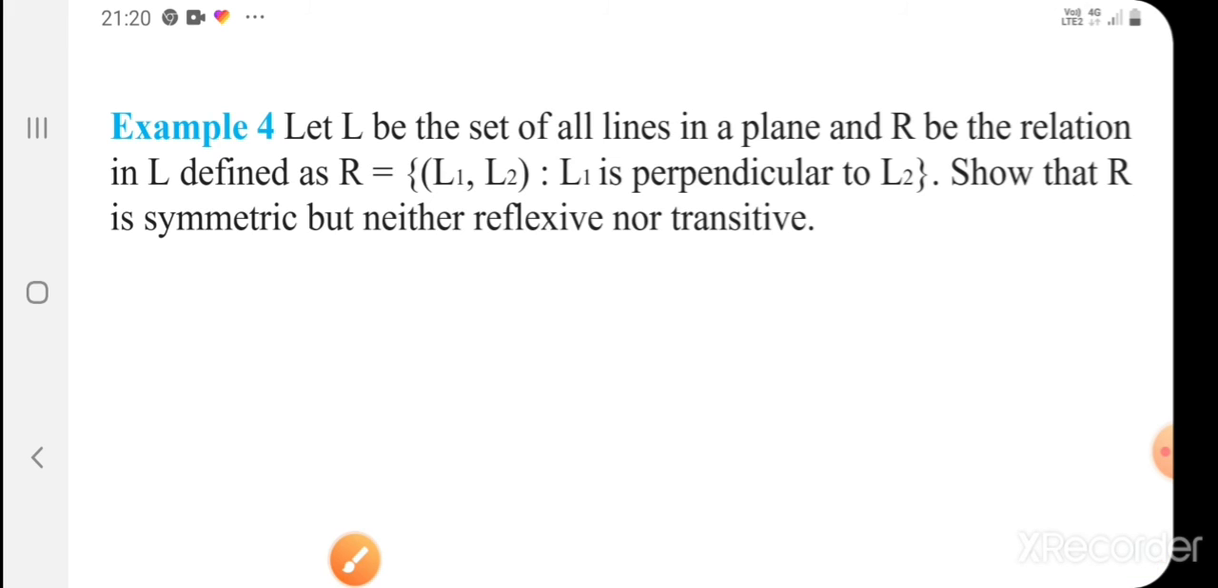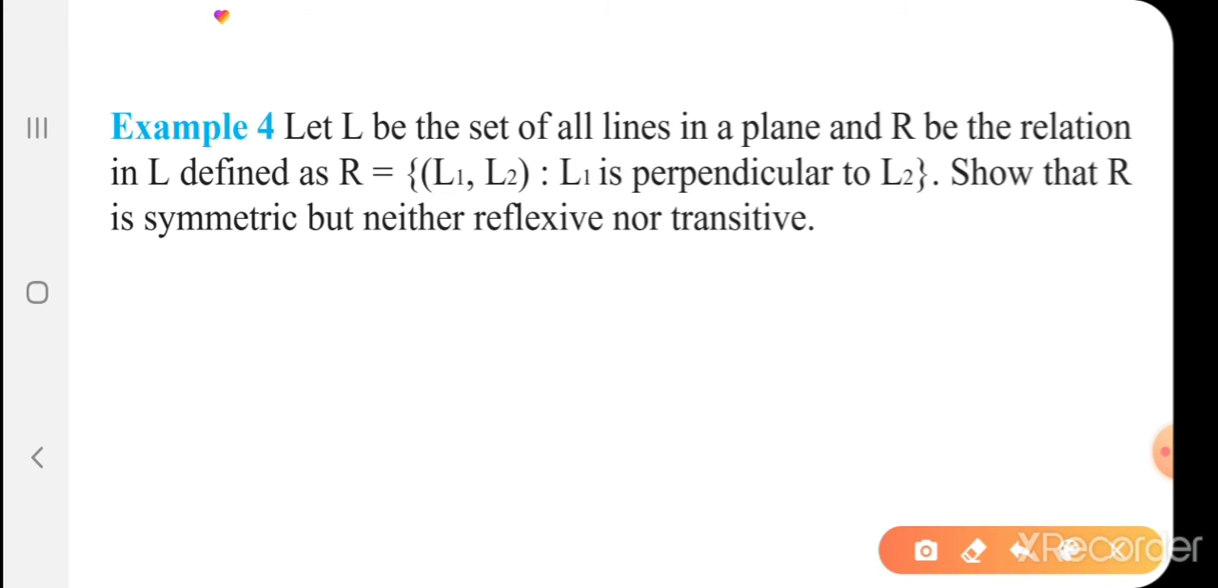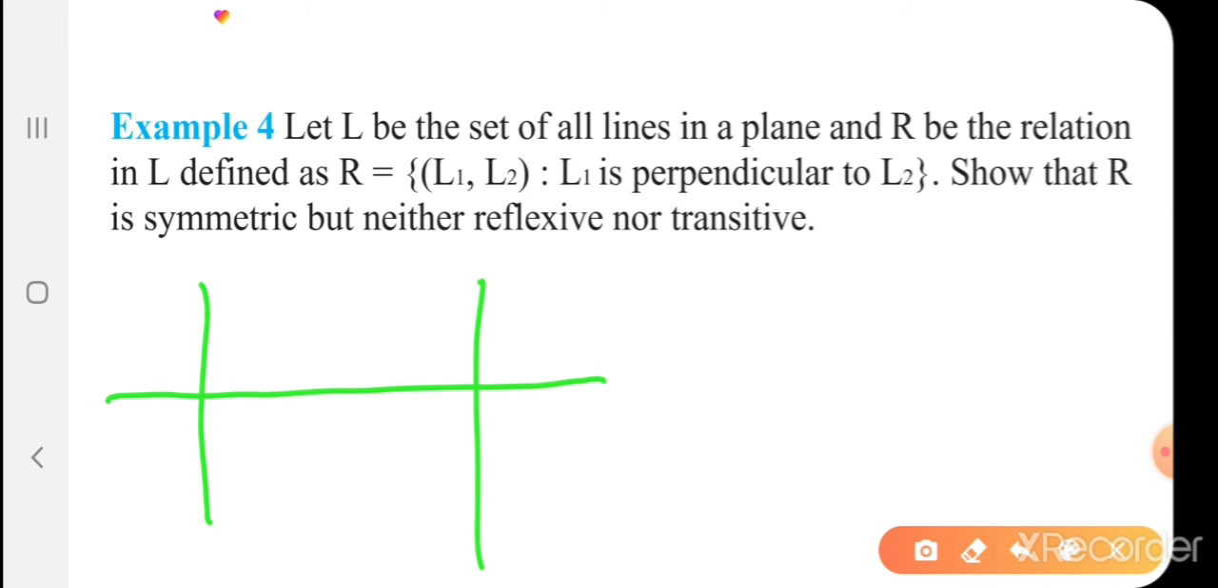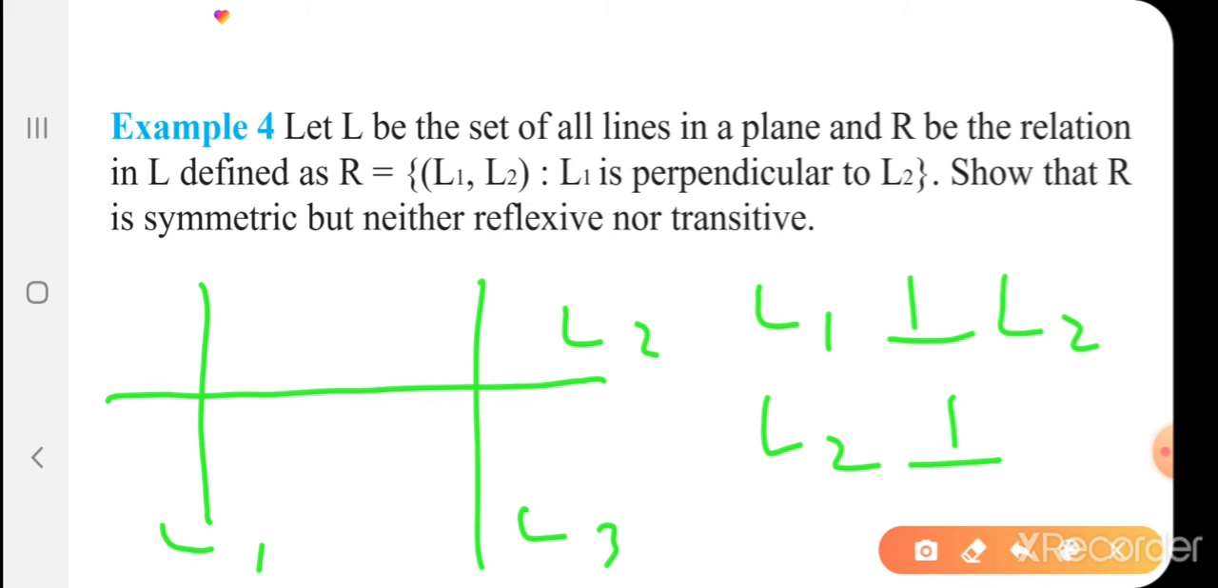Now you see about the transitivity. So this is line L1, this is line L2, and this is line L3. L1 is perpendicular to L2, and L2 is perpendicular to L3. But here you see the L1 line and L3 line are parallel. They are not perpendicular. So it is not transitive.